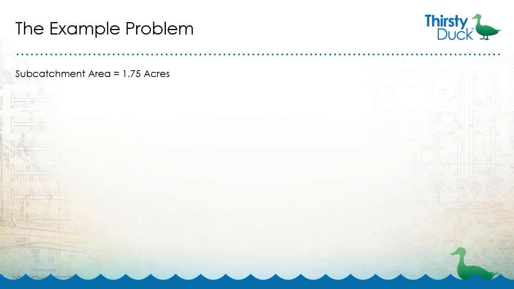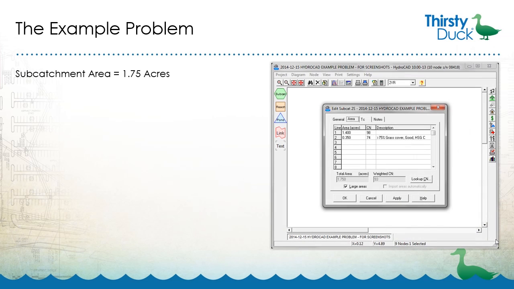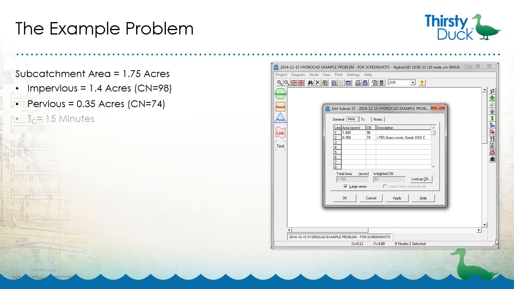The subcatchment area is 1.75 acres of commercial development, comprised of 1.4 acres of impervious surface, CN equals 98, and 0.35 acres of pervious surface, CN equals 74. The time of concentration is 15 minutes, and the design storm events have 2-year, 10-year and 100-year return frequencies.